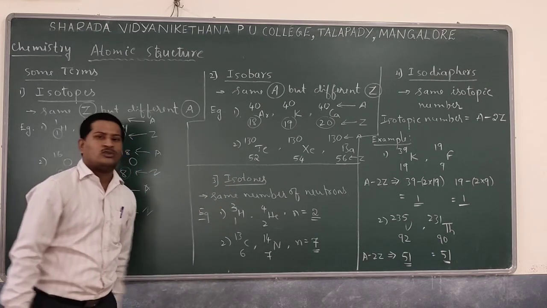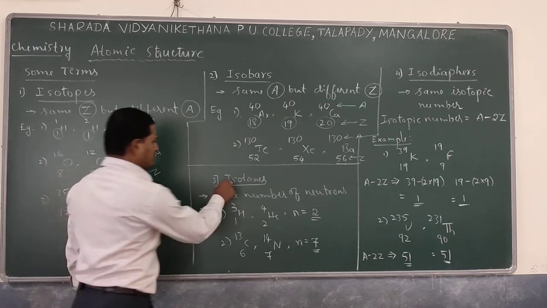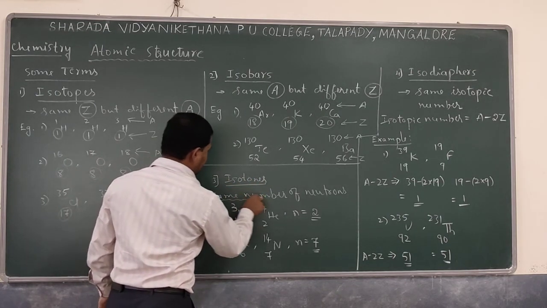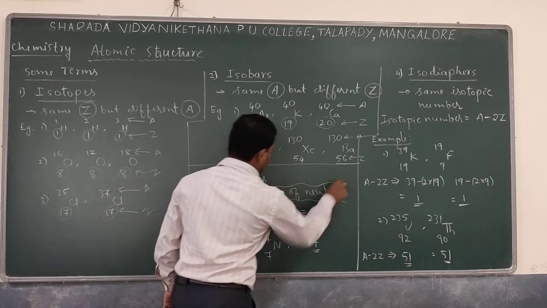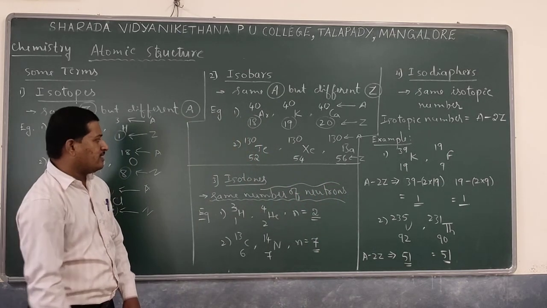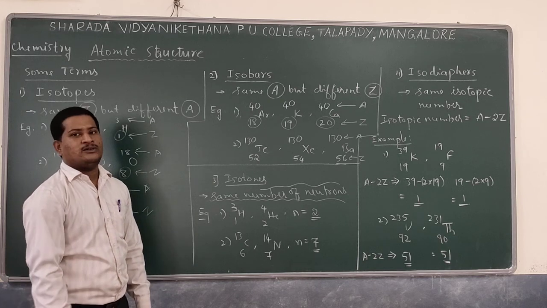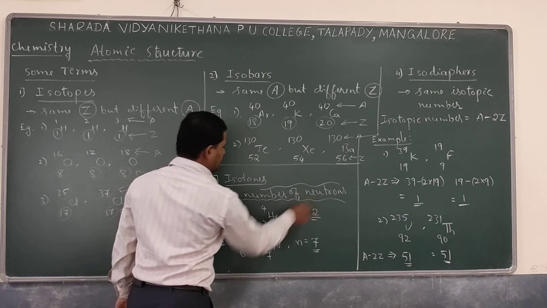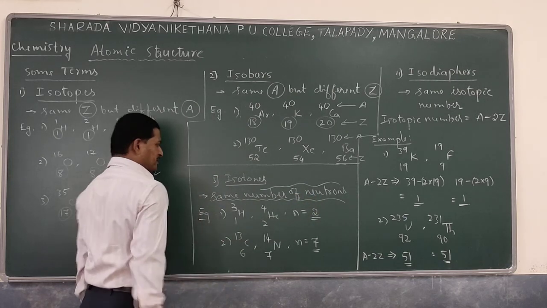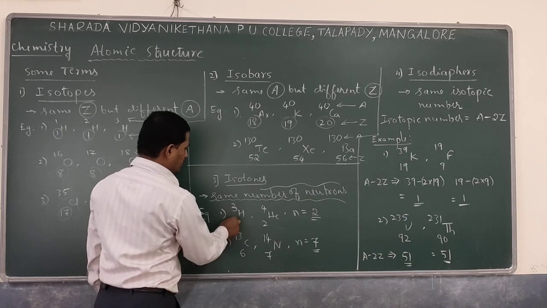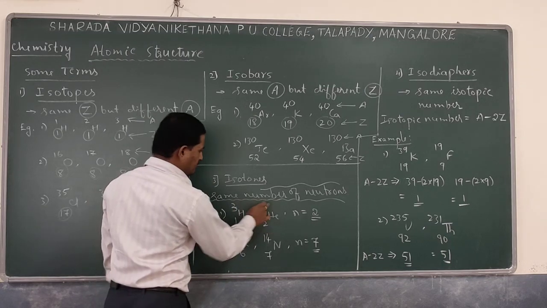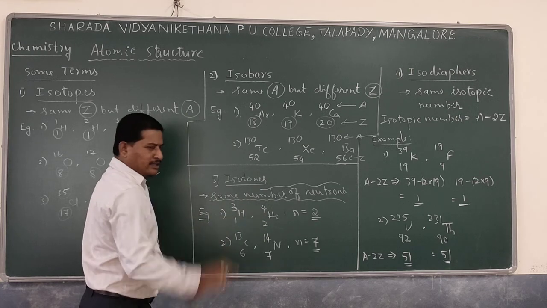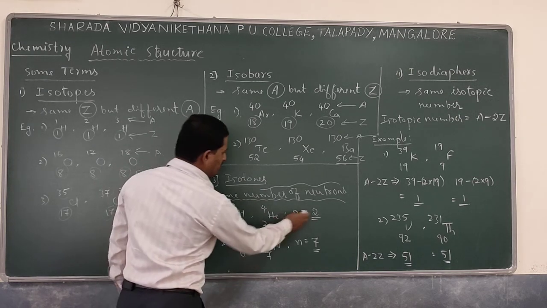Next comes isotones. As the name indicates, iso means same, and tones here is nothing but neutron. So a set of species having the same number of neutrons is called isotones. Here also atoms of different elements can be observed. For example, 1H3 and 2H4. In this case atomic number is different, mass number is different, everything is different, but what is same? Number of neutrons is same.